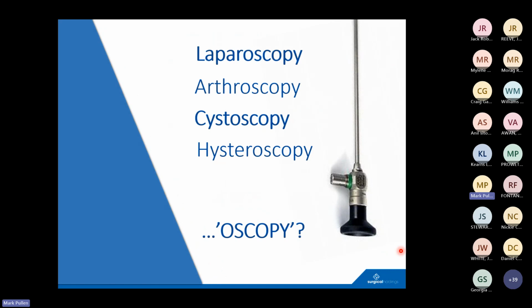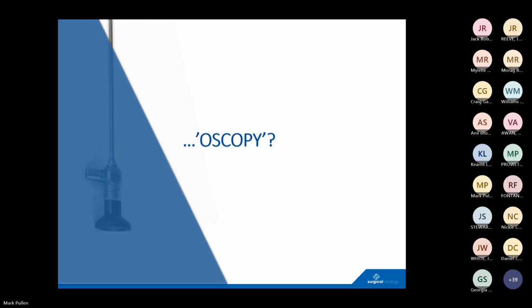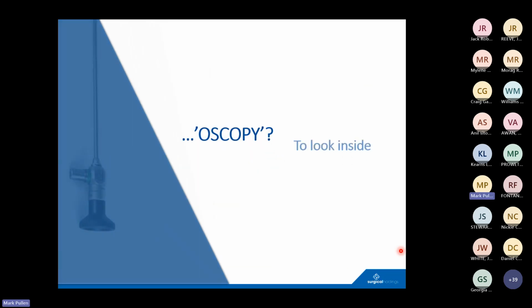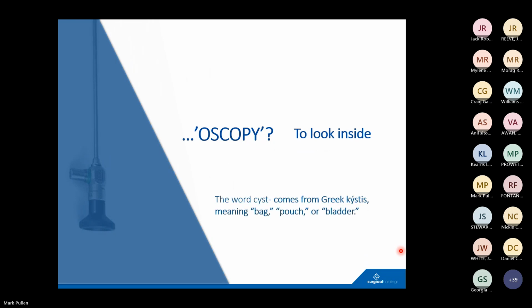So as you probably already noticed, there's a common theme here, which is oscopy. But what is oscopy? The basic translation of oscopy is to look inside. Just as an example, if we take cystoscopy, the word cyst comes from the Greek word kystis, meaning bag, pouch, or bladder. If you then add that as a prefix to oscopy, you get cystoscopy. So cyst, bladder, oscopy, to look inside the bladder.